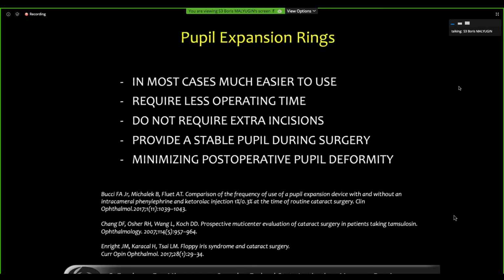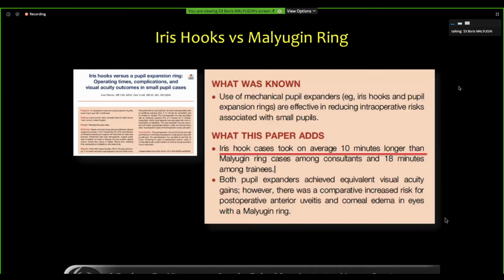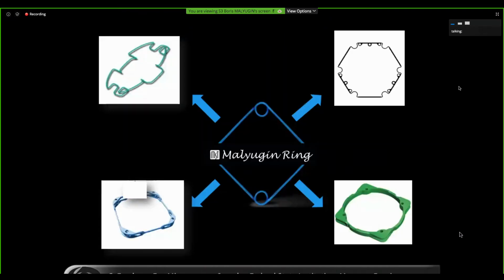Pupil expansion rings prove to be very useful in most of the IFIS cases. They require less operating time, do not require extra incisions, provide a stable pupil during the surgery, and minimize postoperative pupil deformity. It also decreases the surgical time, both in consultants and trainers alike, as compared to the iris hooks, which take on average 10 minutes longer. So the surgery is much longer with iris hooks.